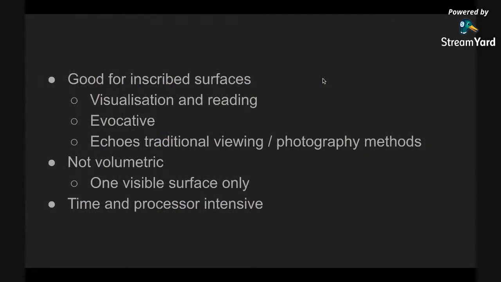So RTI is good for capturing relatively flat surfaces. That is to say, an object of which one surface is of interest per set of photographs, such as inscribed surfaces with writing on. They're very good for visualization of that surface. They're very good for helping you to read letters that might be very hard to read. They might be very shallow. The surface may have been worn in the hundreds of years since they were inscribed.